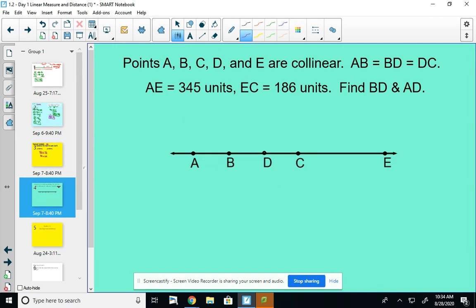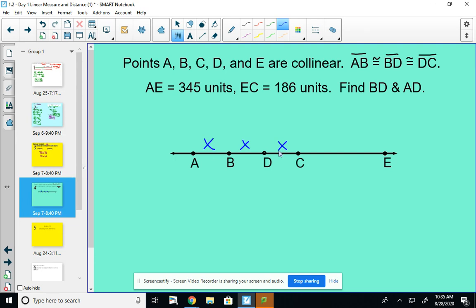All right, this is our last example in this video. We're getting a little more complicated. We'll throw some variables in there. Points A, B, C, D, and E are collinear on the same line. AB is equal to BD, which is equal to DC. I could also put some segment symbols over there, but then I would have to add a congruent symbol. So segment AB is congruent to segment BD, which is congruent to segment DC. That means they all have the same measure. Since they're all the same, but we don't know what that number is, let's give it a variable. Let's say AB, BD, and DC are all going to be X units.